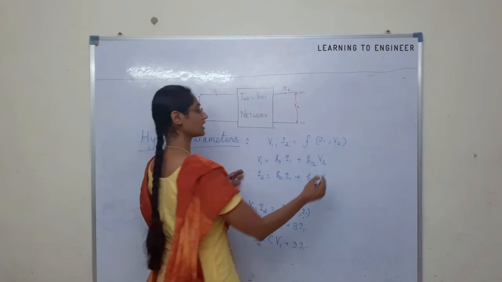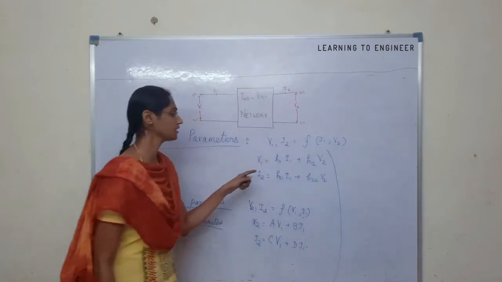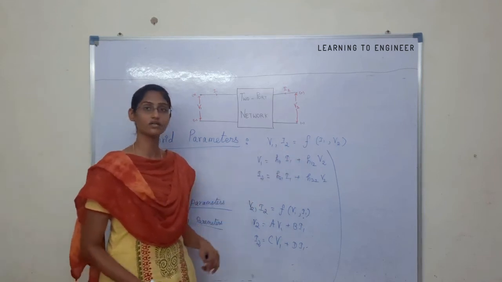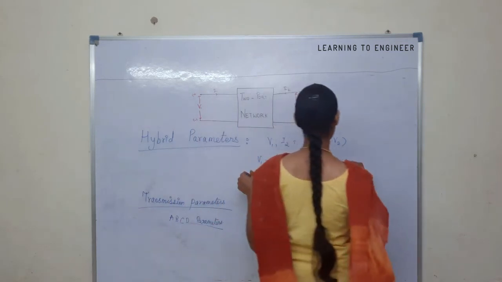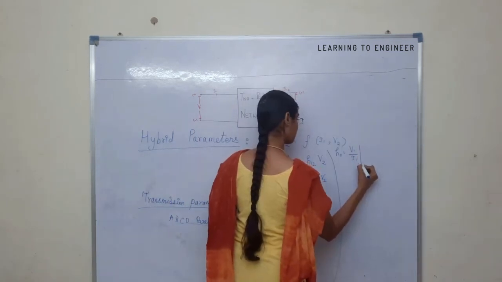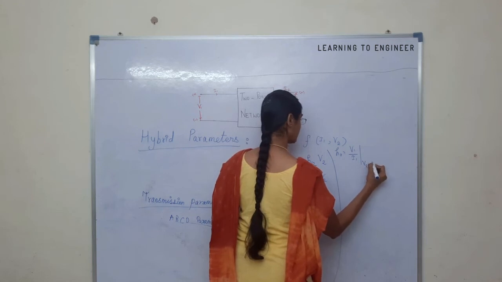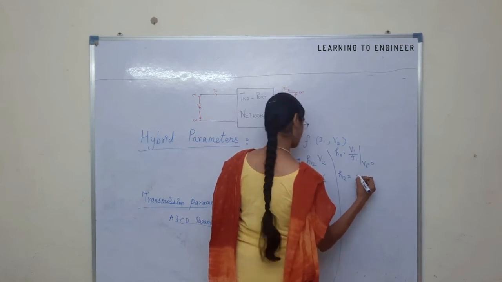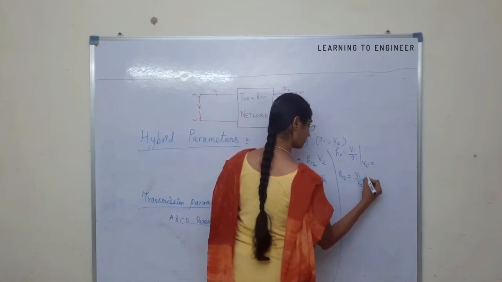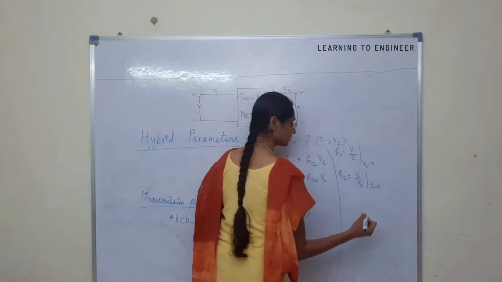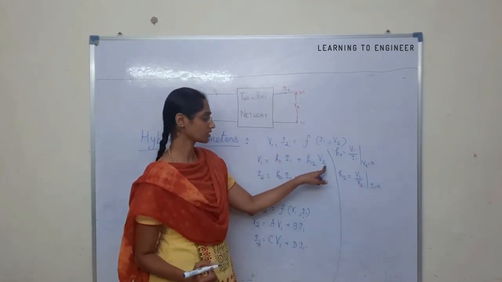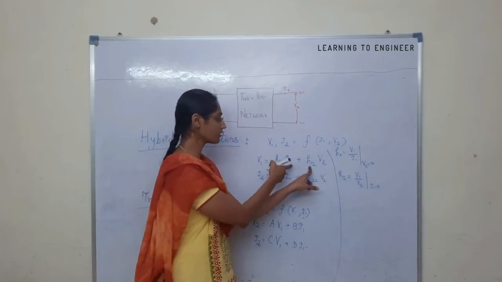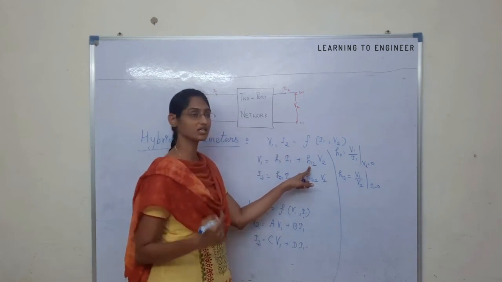Okay. So, just like how we found out the Z parameters individually, we can find out the value of H11, H12, H21 and H22 by making either of the terms 0. So, first, what is H11? V1 divided by I1 when V2 was 0. H12 is equal to V1 divided by V2 when I1 was 0. Here, in order to find H11, we are short circuiting the output port, making V2 0. To find H12, we are making I1 as 0. We are open circuiting the input port.